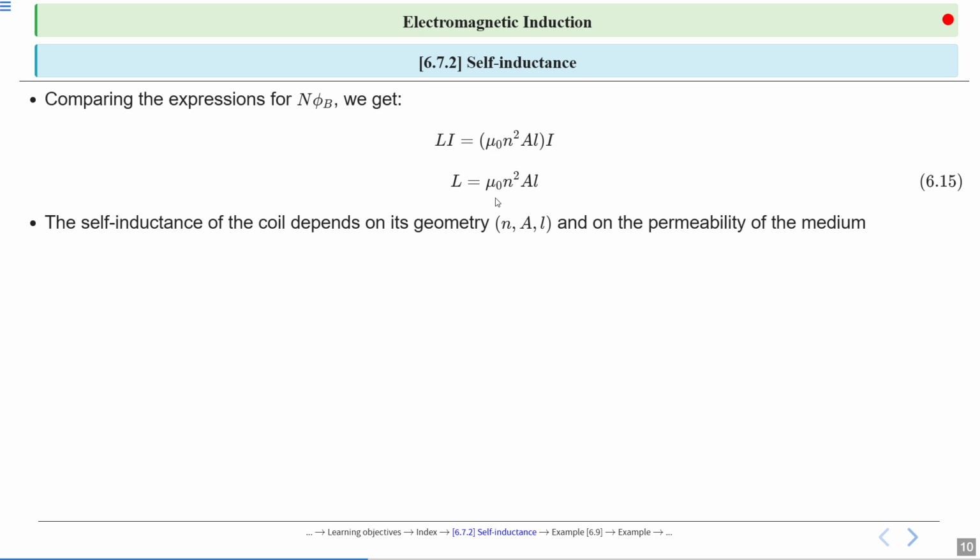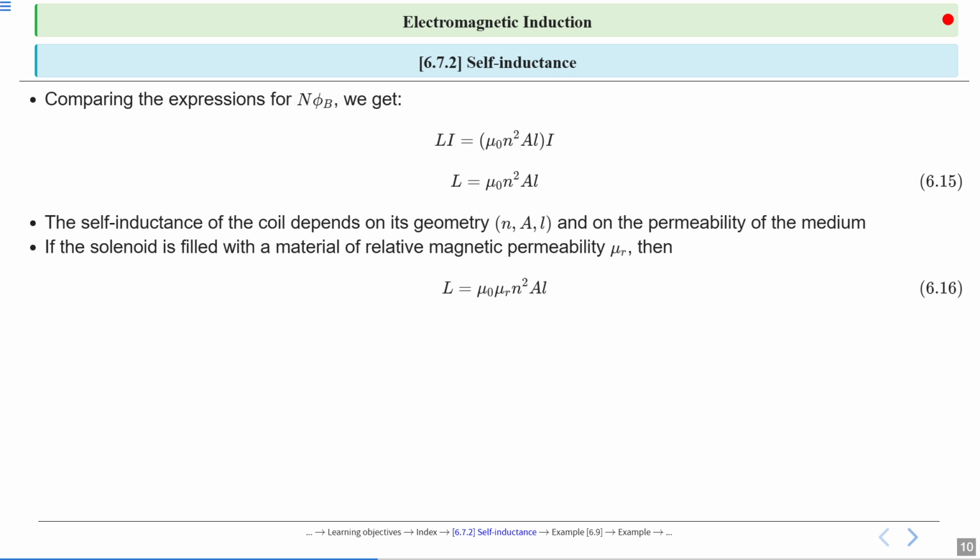Okay, but if we are inserting any medium of relative permeability mu r, then this self-inductance will change. So it also depends on the permeability of medium. If the solenoid is filled with the material of relative magnetic permeability mu r, then L equals mu naught mu r N square A l. Okay, if we are filling the solenoid core with any material of relative permeability mu r, then this is the expression for self-inductance. Mark it as equation 6.16.